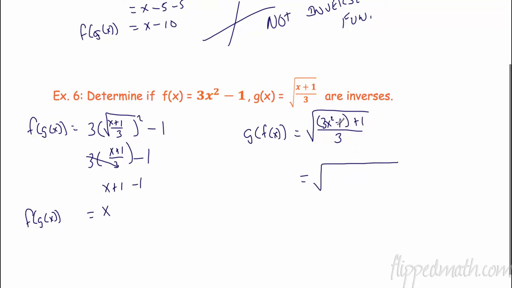Negative 1 plus 1, will those cancel? So now we have 3x squared over 3. 3 over 3 gives us x squared. Right? And the square root of x squared is x. All right? So these are, in fact, functions.